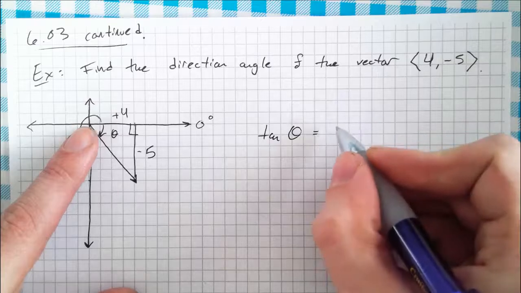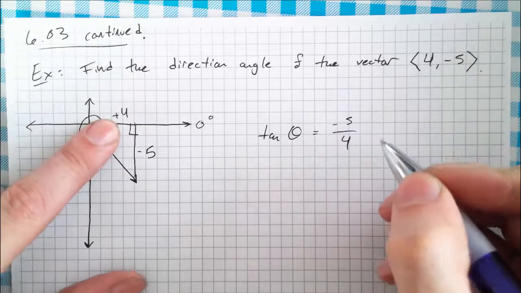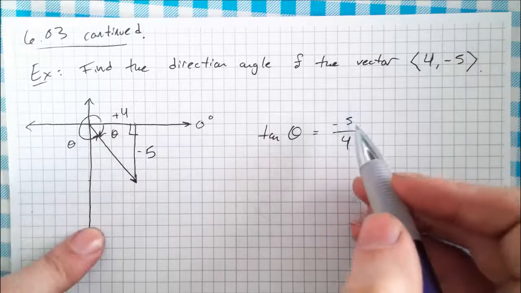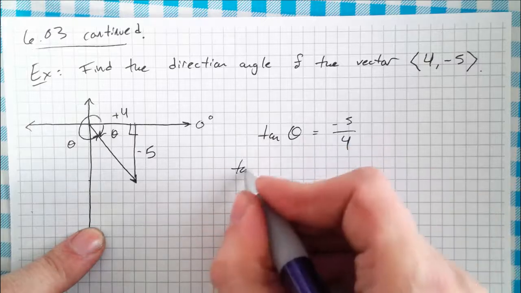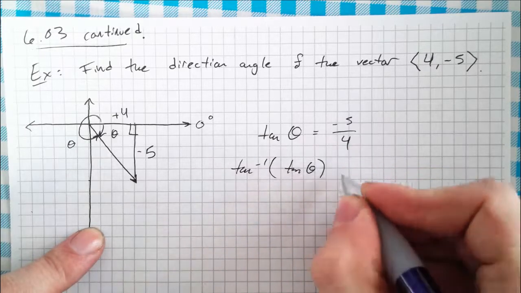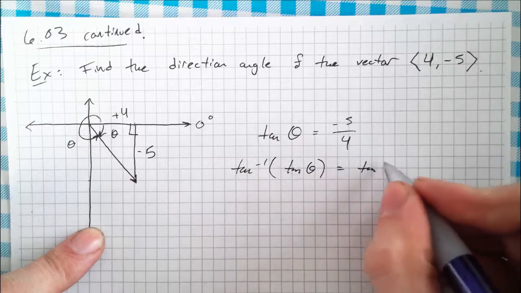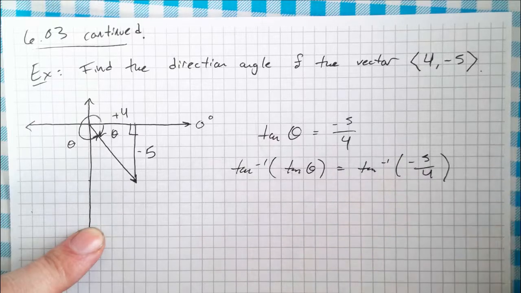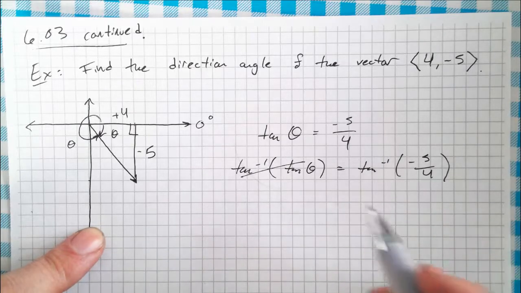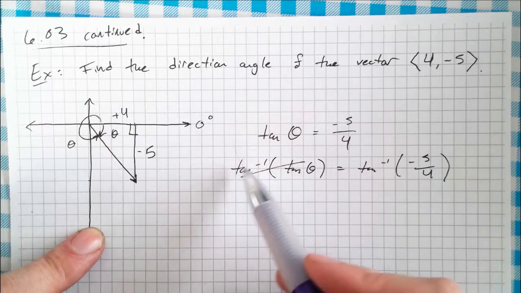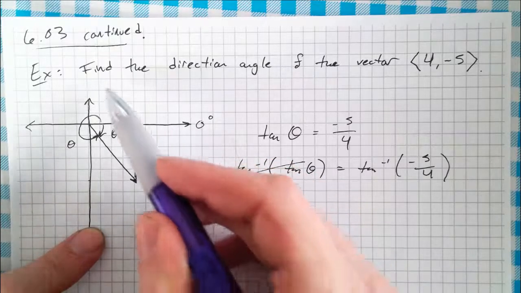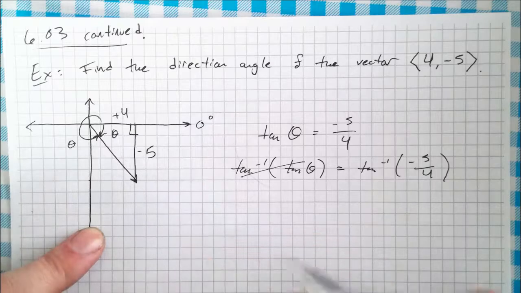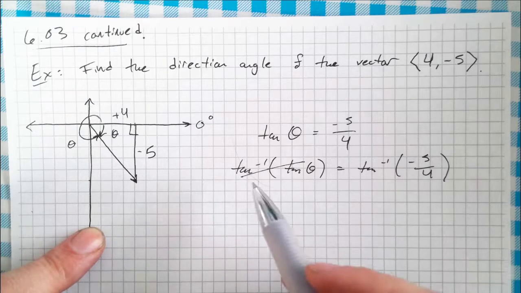I know that the tangent of theta is -5/4. Okay? I know that. I don't want the tangent of theta, though. I want theta. So do you remember what we do? We take the inverse tangent of both sides. Right? Inverse tangent and tangent undo each other. Okay? And you might remember that the range of inverse tangent is this side of the unit circle. So we don't need to worry about getting our positives and negatives mixed up since we're on this side of the unit circle.